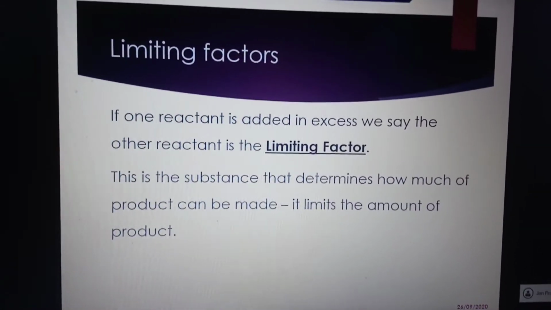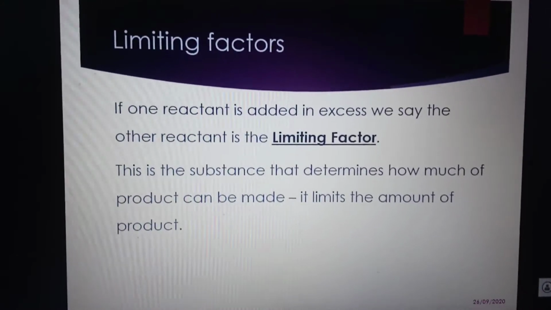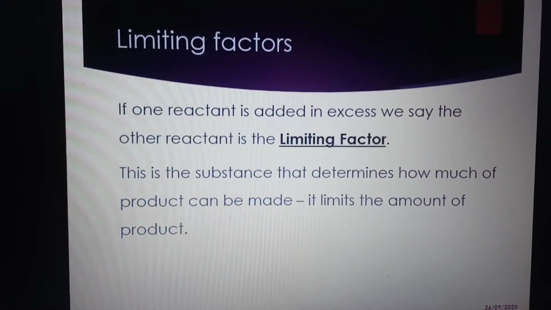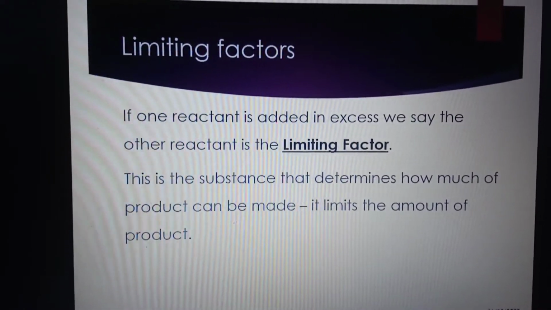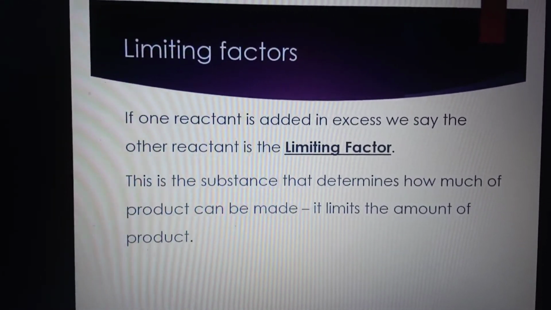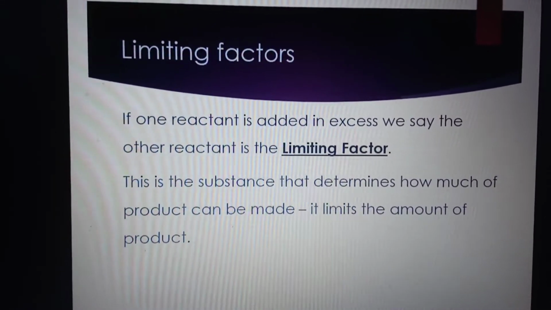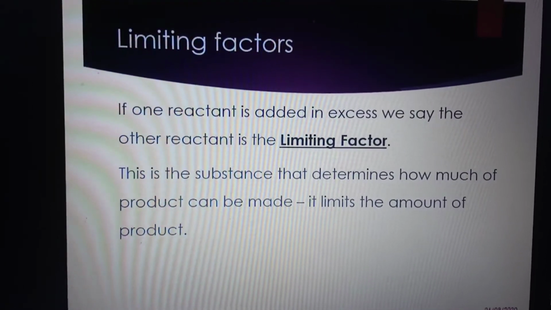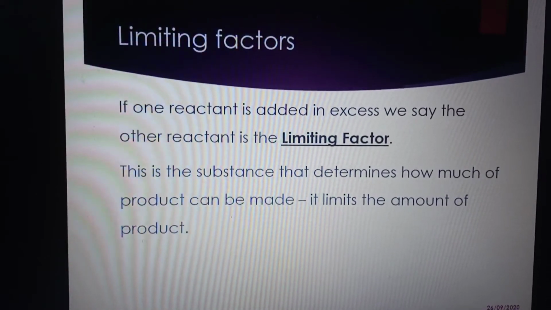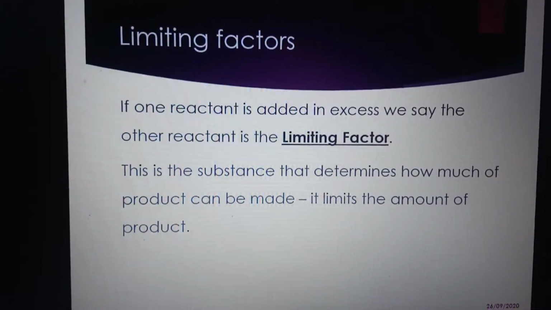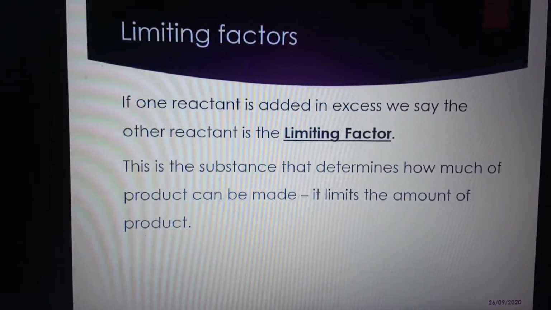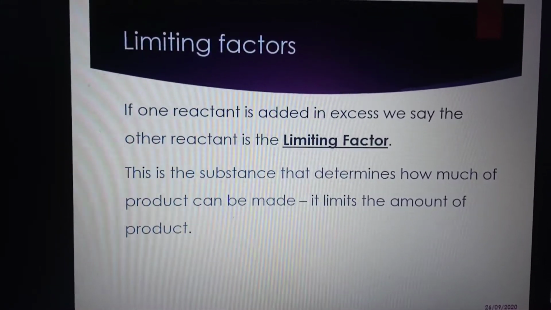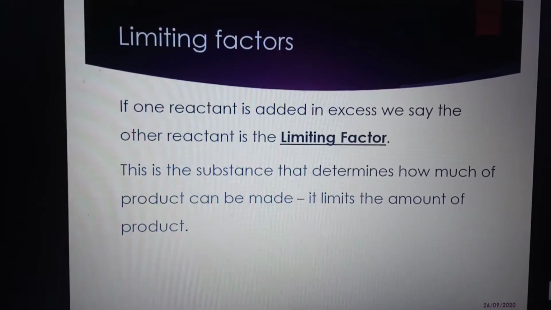Okay, so that was talking about something being added in excess. So the other thing that isn't in excess is called the limiting factor. So if one reactant is added in excess, we say the other reactant is the limiting factor. So in that copper oxide and sulfuric acid experiment, the sulfuric acid would be the limiting factor. And the limiting factor is a substance that determines how much of the product can be made, because it limits the amount of product.